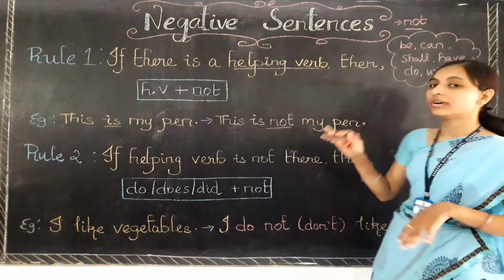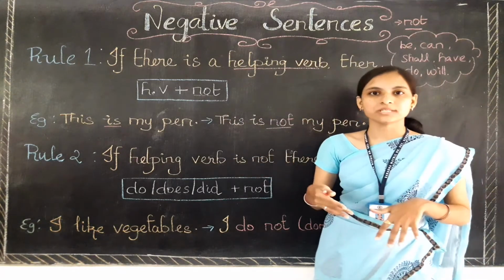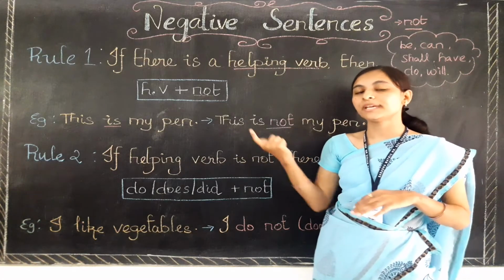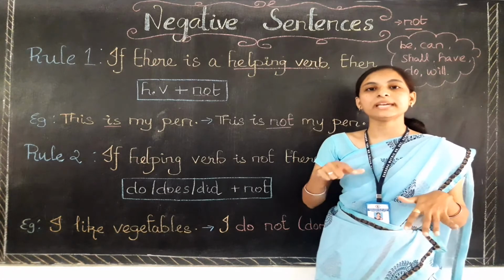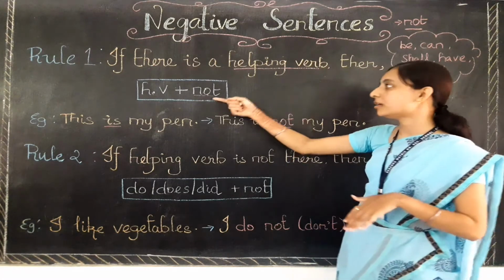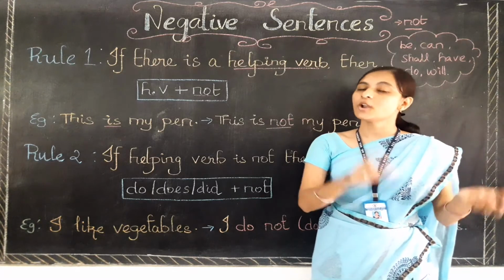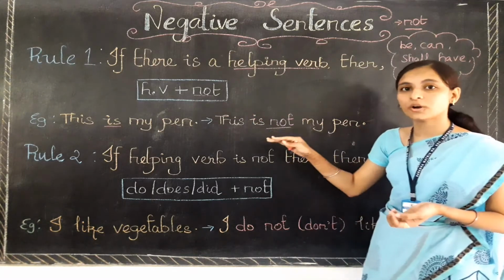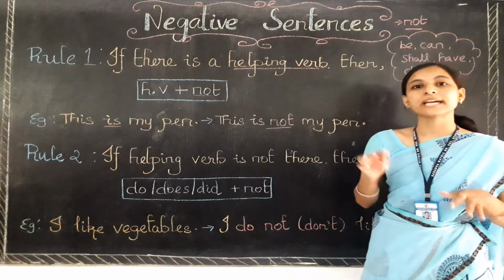Suppose there is a verb like "can": I can do this. Here the helping verb is "can". After the "can", I can use the word "not" to make it a negative sentence. That is, I cannot do this. "I cannot do this" is the negative sentence.